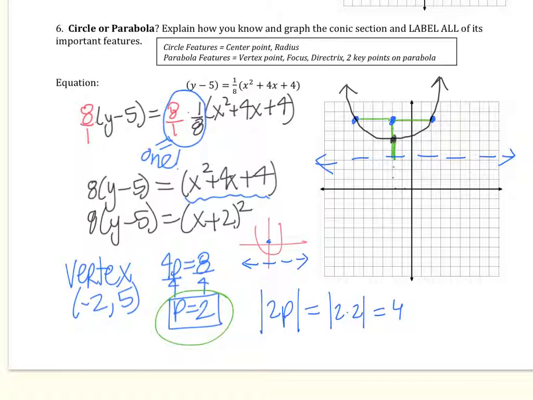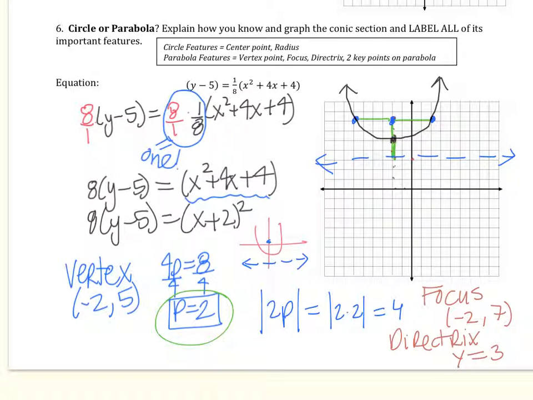Okay, so let's go ahead and write down what they are. So I haven't written down here what my focus is. So my focus is at the point negative 2, comma, 1, 2, 3, 4, 5, 6, 7. And my directrix is at, it crosses the y-axis right here, so y equals 3.